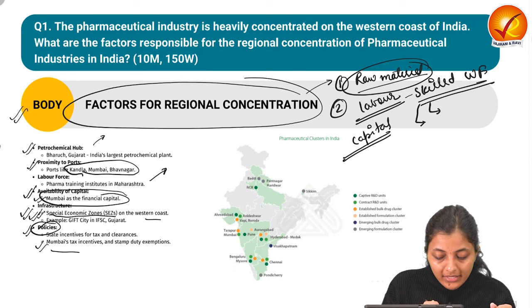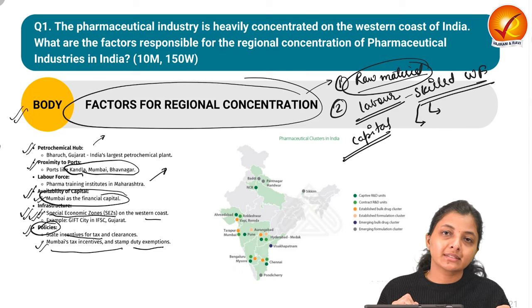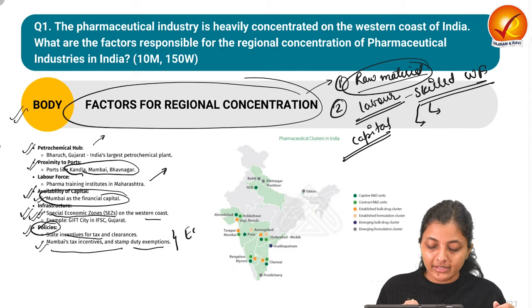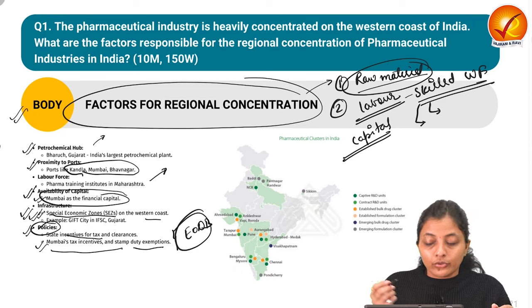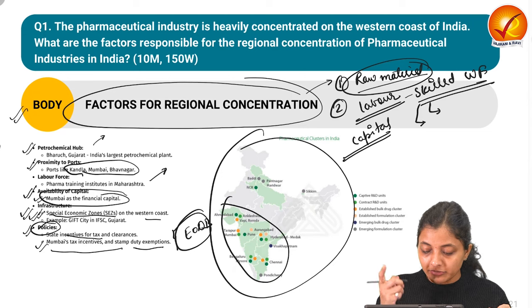So Mumbai is providing the tax incentive, stamp duty exemptions, and the state incentives for the taxes and the clearance, and it is also providing ease of doing business. So you can make some map also. It is showing about the regional concentration on the western coast, first thing.